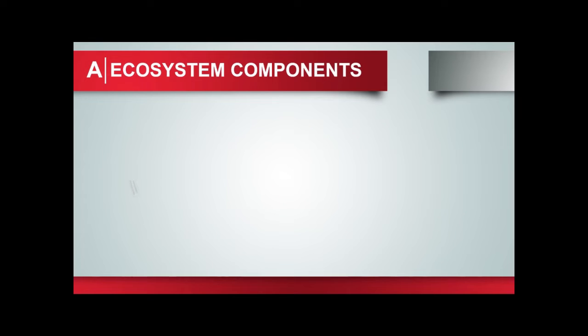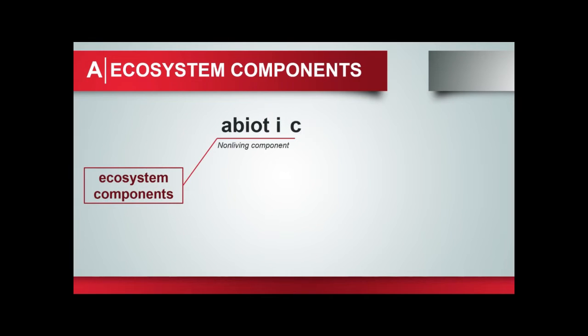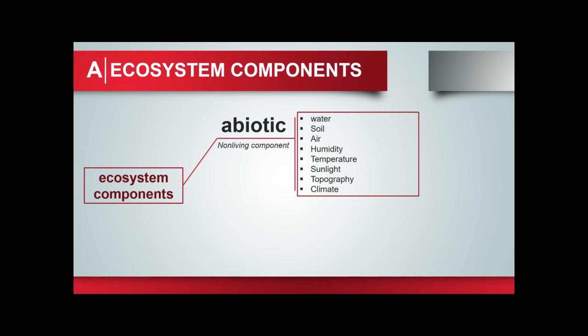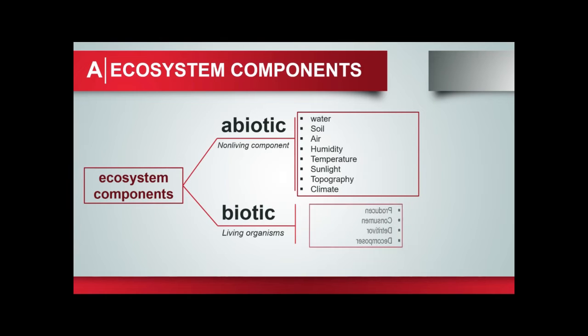Ecosystem components. Here there are two main components. First, abiotic. This is the non-living component, such as water, soil, air, humidity, temperature, sunlight, topography, and climate. And second is biotic. This is the living component, such as producer, consumer, detritivore, and decomposer.